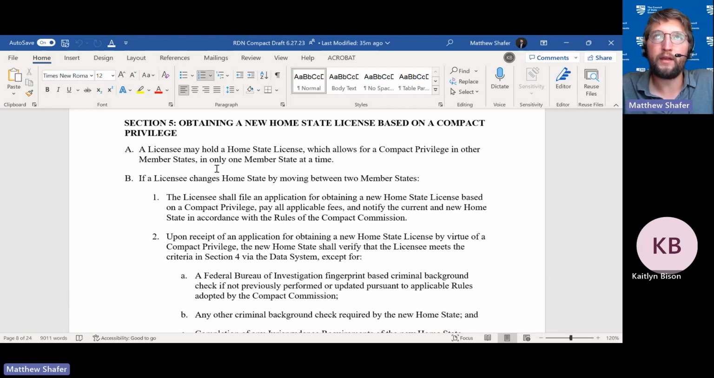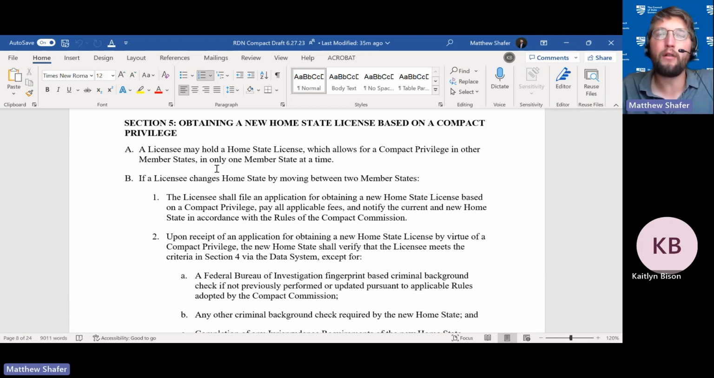So let's say I'm moving from the state of Georgia to the state of Missouri. Both states are in the compact. I move from Georgia to Missouri. My Georgia license essentially expires, and my Missouri compact privilege is converted into a Missouri license.